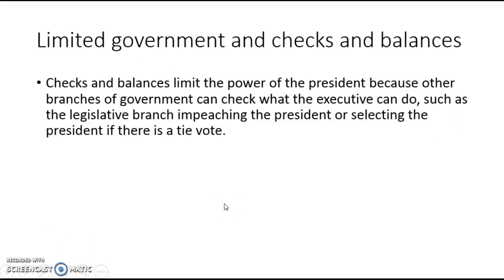Slide change there. Okay, now let's look at checks and balances and how they limit the power of the president. They do this because other branches of government can check what the executive or president can do, such as the legislative branch can impeach the president. The legislative branch has the power to select a president if there's a tie vote in the Electoral College. The judicial branch can check the executive by declaring acts of the president unconstitutional with judicial review. So checks and balances serve as limits on each of the branches. In this instance, we're talking about the president.